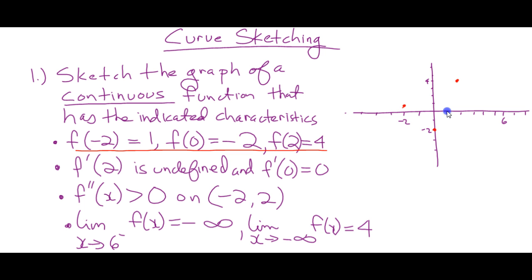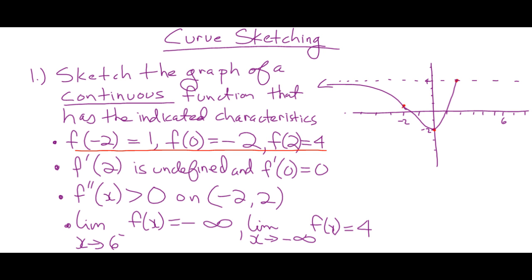What else do we have? So limit as x approaches negative infinity of f of x equals 4. Okay, so that says we must have a horizontal asymptote. Going that way. This is concave up. This is probably just going to kind of head off that way and be concave down. And as x approaches infinity is 4.